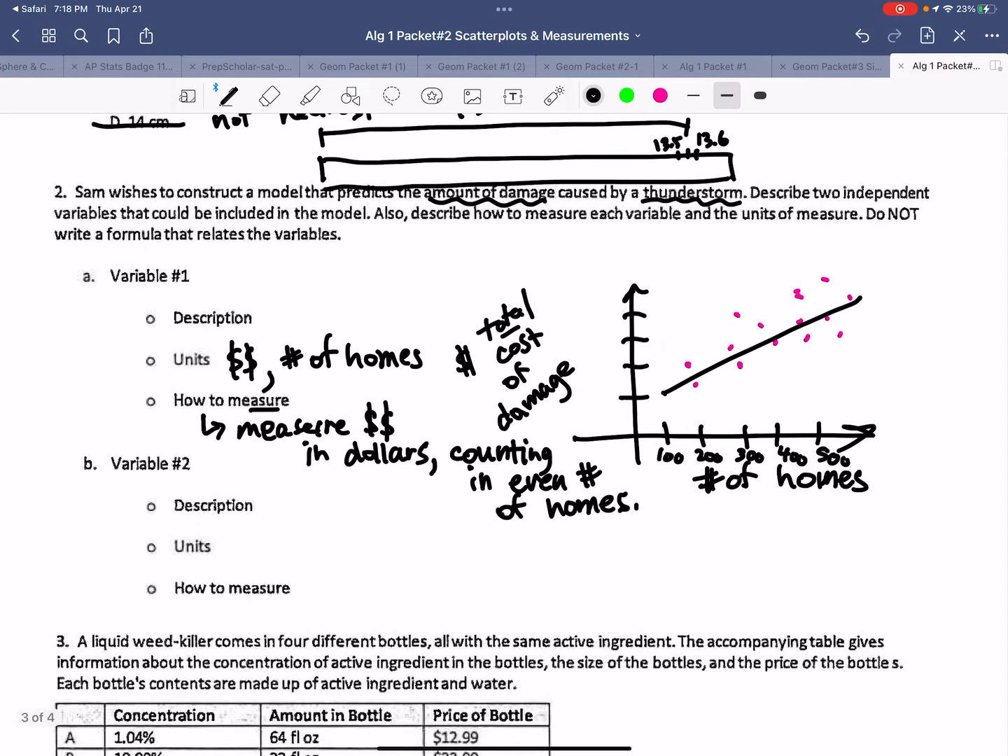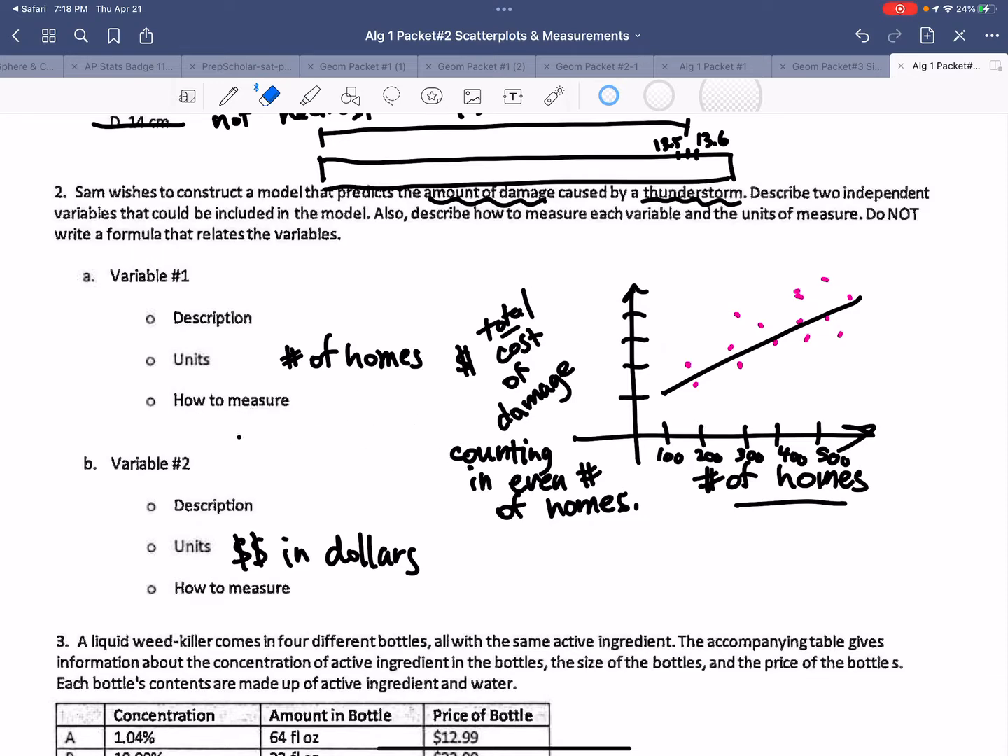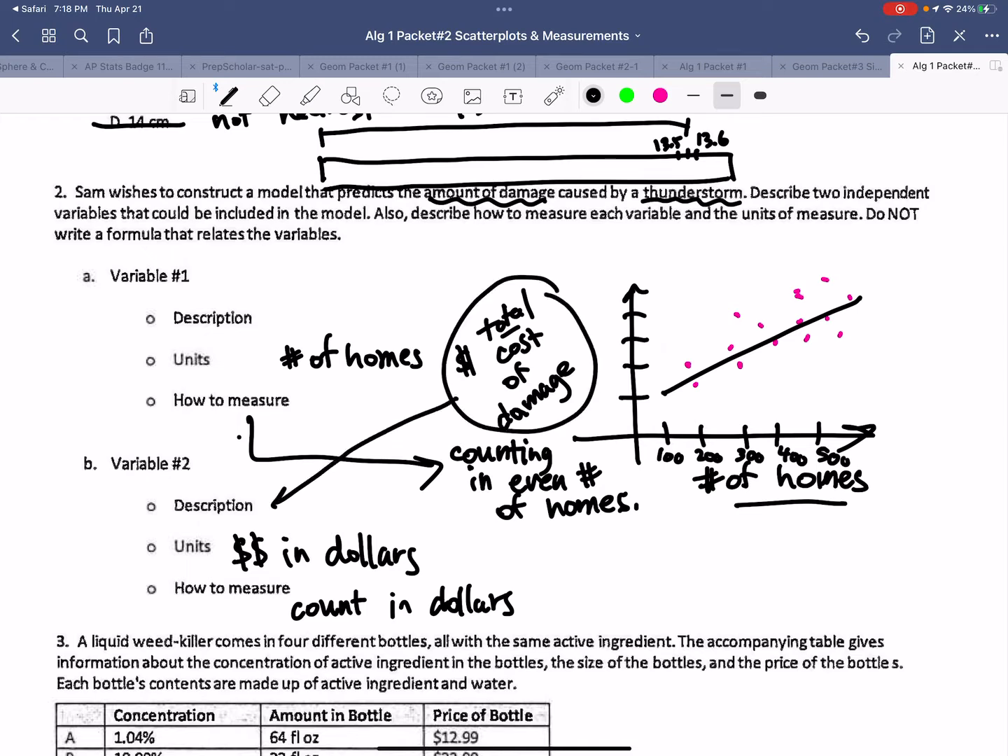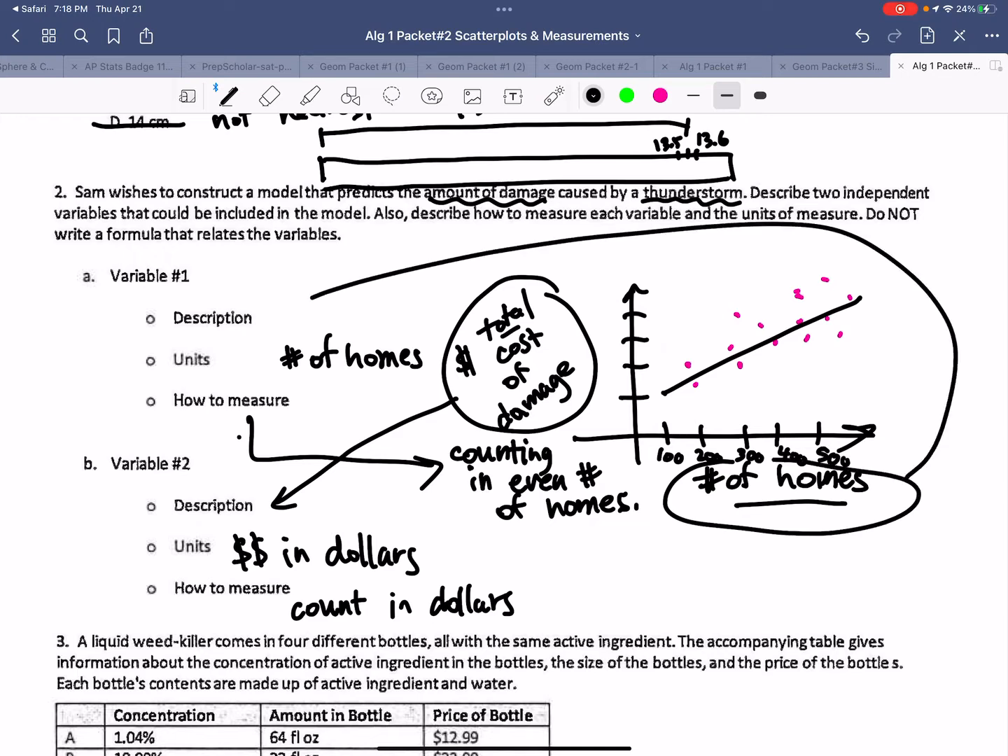Variable 2. Oops. Okay, sorry. I should have done this. So variable 1, we could say is number of homes, right? That's what I put here. And variable 2 is money in dollars. How would I measure this first one? Counting in even number of homes. That's each exact number of homes, right? Here, how would I measure? I would count in dollars. All right. What's my description? Total cost damage, right? What's my description here? Number of homes.